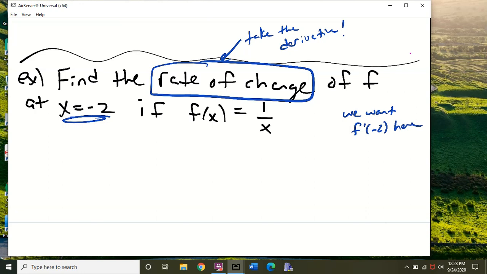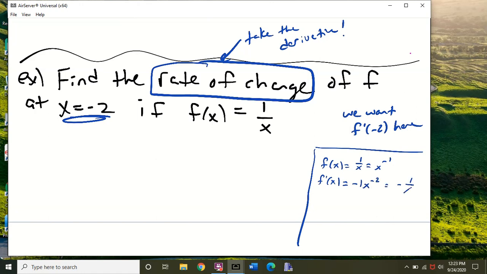Again, if I want to do some work on the side, if f is 1 over x, I'm going to rewrite that as x to the negative first power. Taking the derivative, bringing down the negative 1, and subtracting, we get negative 1 over x squared. If I was to evaluate this now at negative 2, we're going to end up with negative 1/4. So this is what I anticipate our answer being.